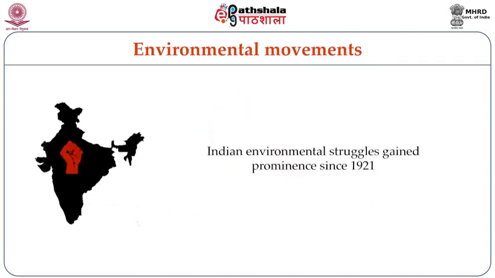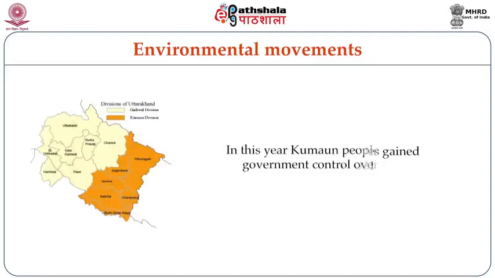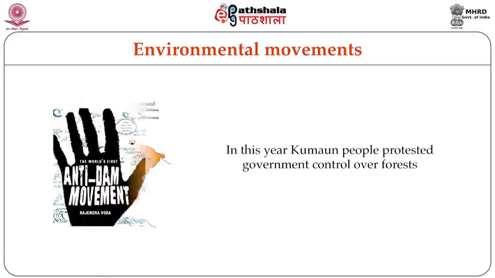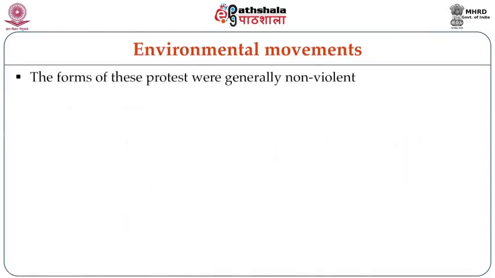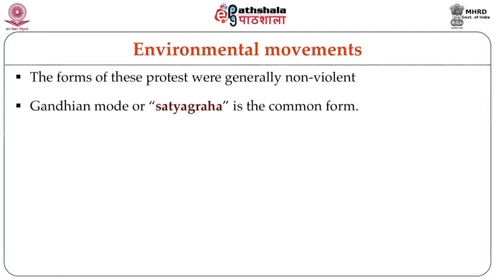Indian environmental struggle gained prominence since 1921. In 1921, Kumaon people protested government control over the forest. At the same time, in 1921, the Mulshi Satyagraha was organized near Pune, which protested against land grabbing for the development of a dam. The forms of protest have mostly been non-violent. The Gandhian model of Satyagraha is very commonly seen.